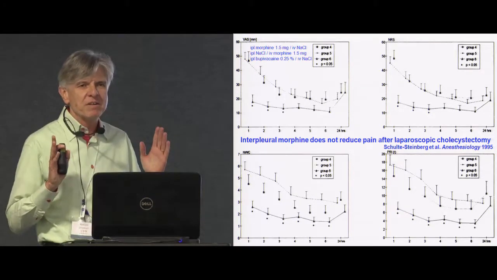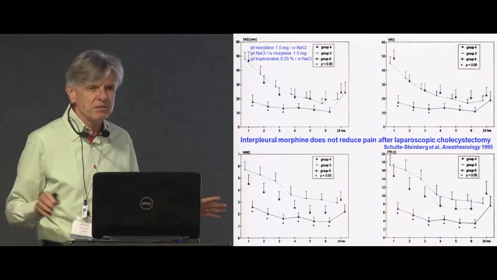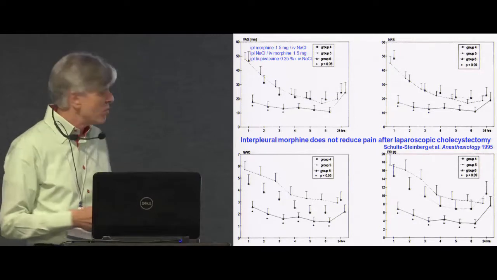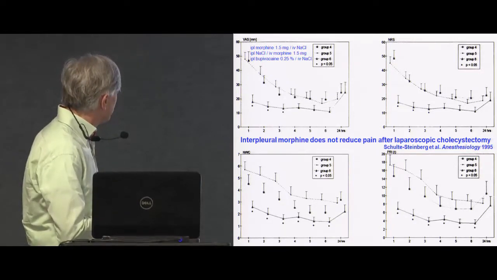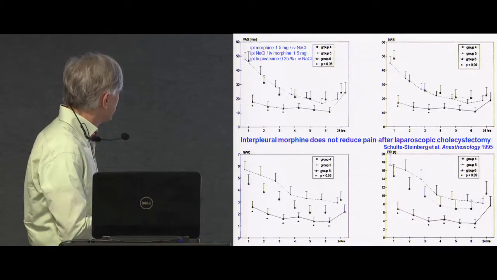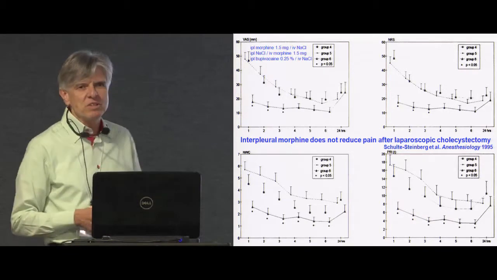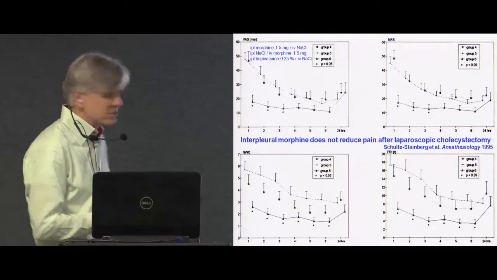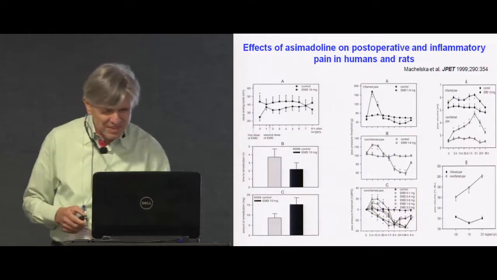The intraperitoneal injection was completely useless. There was absolutely no effect, either by local anesthetic or morphine. In the intrapleural injection, we found an effect, but not by morphine. The only thing that worked here was bupivacaine, the local anesthetic, but morphine had absolutely no effect.